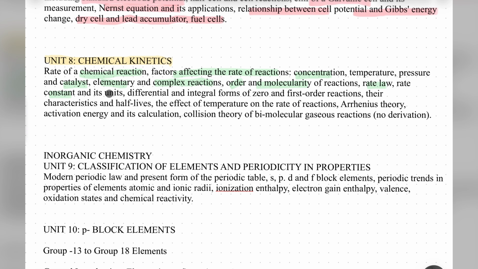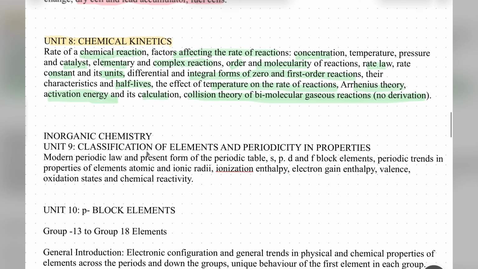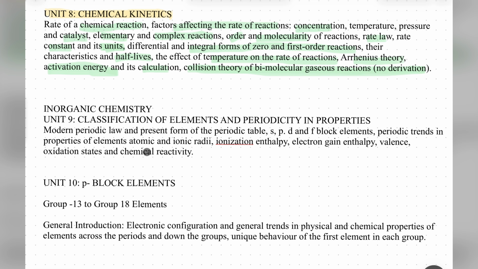Rate constant, units, yes, very important this is. And integral forms of zero order, first order, same to same, and their characteristics, half-lives, right? And the temperature dependence of rate constant, Arrhenius equation may be here. See Arrhenius theory, right? Activation energy, so many questions are there based on this, and their calculations. Yes, this is very important. Collision theory. So no derivation is there, right? That is here chemical kinetics.